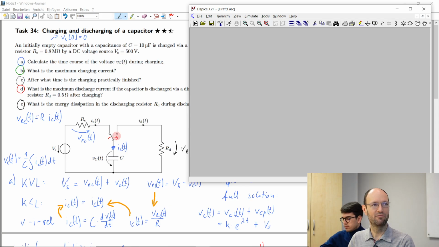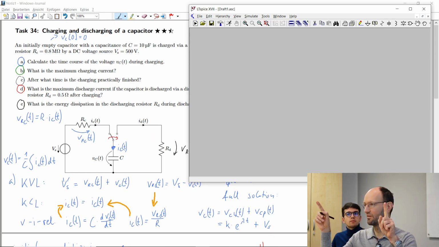And having the switch is super complicated, so instead of having a switch, we will do a circuit for the charging, and then we will have a second circuit for the discharging. Also because the charging happens much slower than the discharging, one has a very long time axis, the other has a very short time axis.